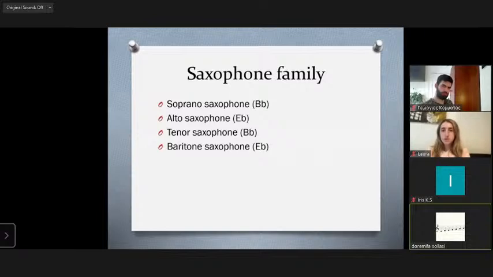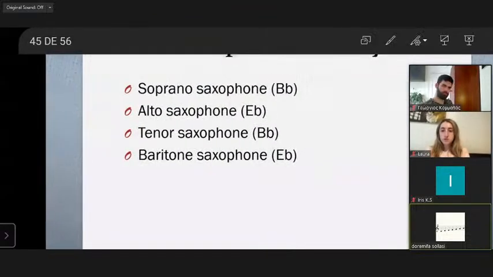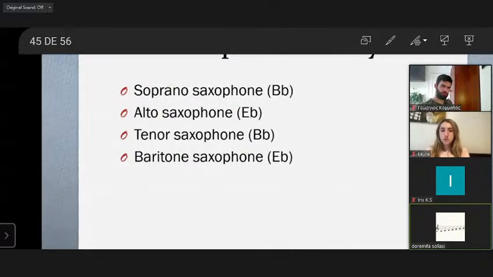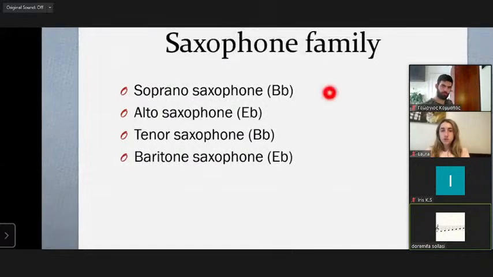So it is important to notice that there is a pattern here. The first one is in B flat, the next one in E flat, the next one in B flat, the next one in E flat, and so all the saxophones always follow that pattern.